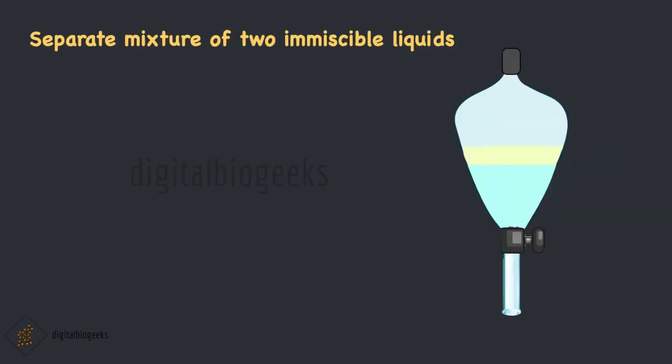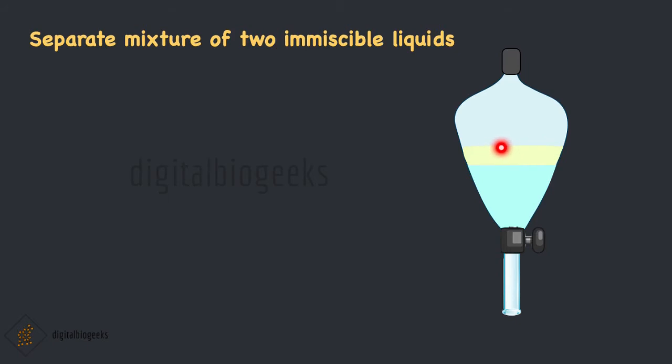Now let's see how to separate mixtures of two immiscible liquids. Immiscible liquids are those which won't mix with each other. Oil and water is an example of immiscible liquids. Let's check how we can separate these kinds of mixtures. Take a separating funnel. This is a separating funnel. Now pour the mixture of oil and water. This separating funnel has a stopcock. Keep the mixture undisturbed for some time. Now we can see the separate layers of oil and water are formed.